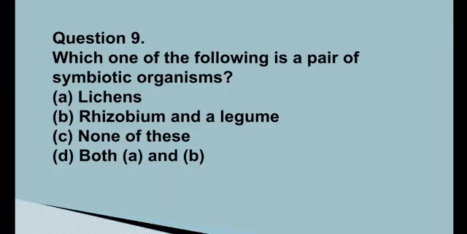So your options are option A lichens, option B rhizobium and legume, option C none of these and option D both A and B. So which is the correct answer out of these? Yes, this is D, both A and B. Lichens, rhizobium and a legume are known as the symbiotic organisms.